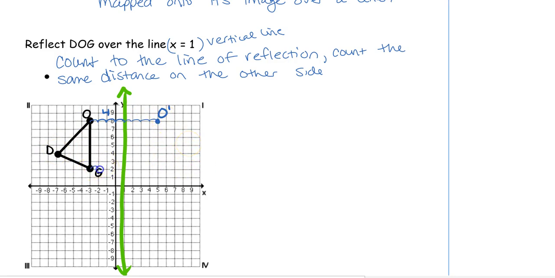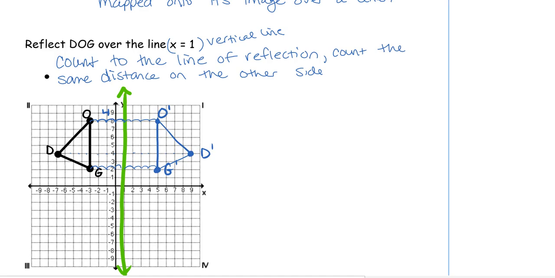G is the same thing, 1, 2, 3, 4, and then 1, 2, 3, 4. Here's the image of G over that reflection. For D, 1, 2, 3, 4, 5, 6, 7, 8, and then 1, 2, 3, 4, 5, 6, 7, 8. And here we've got our image, our reflected triangle DOG.